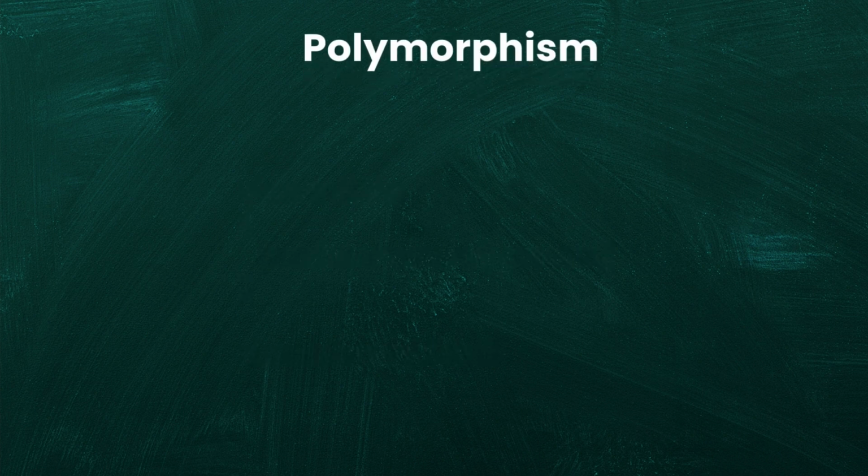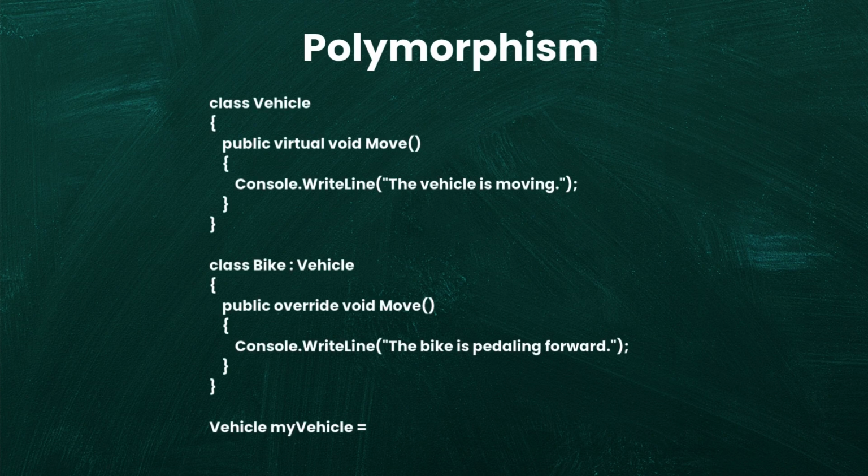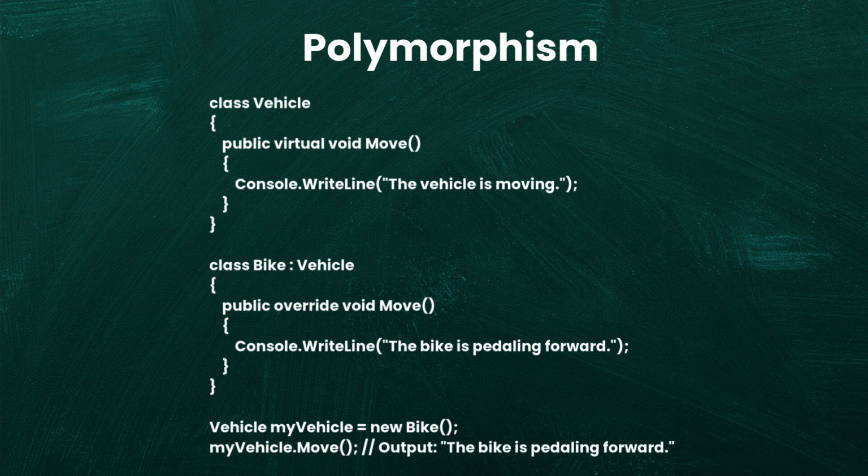Polymorphism then enables objects to take on many forms, allowing derived classes to define unique behaviors while maintaining a consistent interface. As we can see in this example, polymorphism is like giving each child class a unique twist while still adhering to the general behavior defined in the base class.